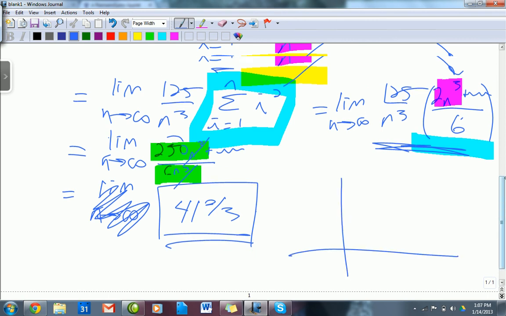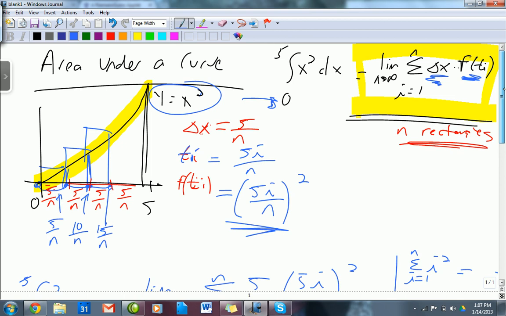If you recall, moving back to the original problem, the squared function from 0 to 5. Okay.